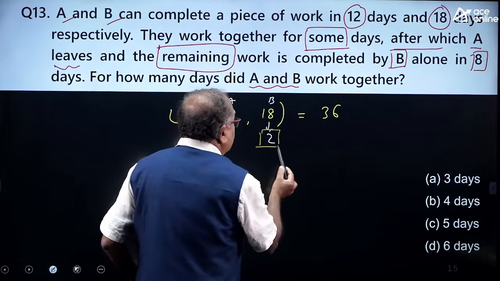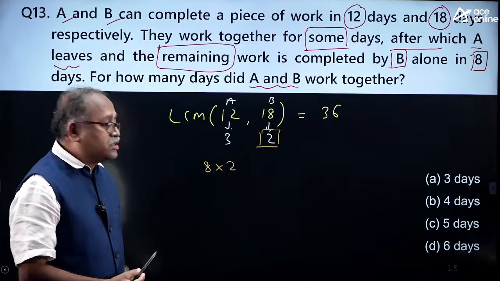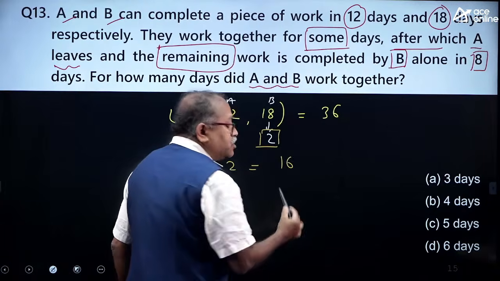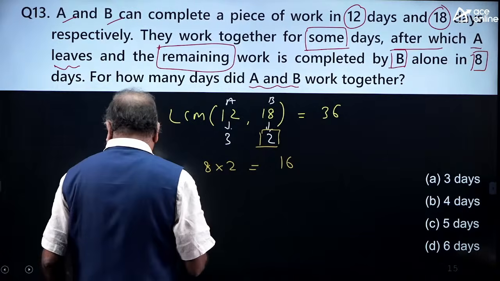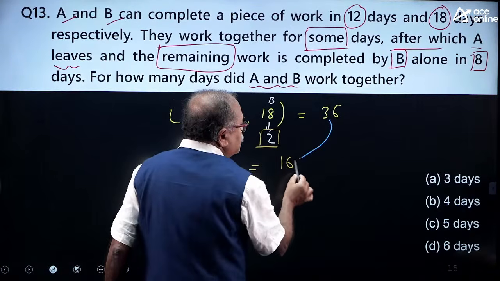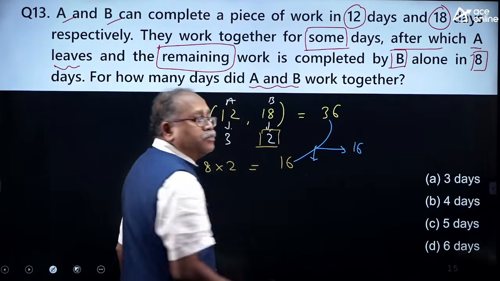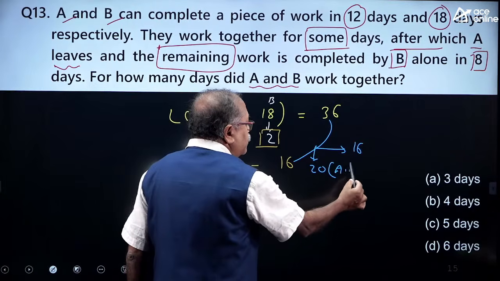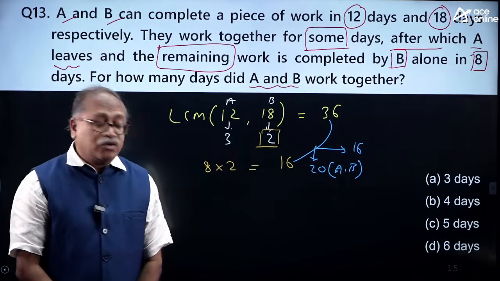The last 8 days he alone worked, which means every day 2 units, 8 days, 8 times 2 is 16 units. The earlier part, that means A plus B together, worked for how many units? Look at this one. Out of 36, if I take out the last 16, then the previous one will be how much? Obviously it is 20. So A and B together worked for 20 units. So I can find out how many days A and B together worked.